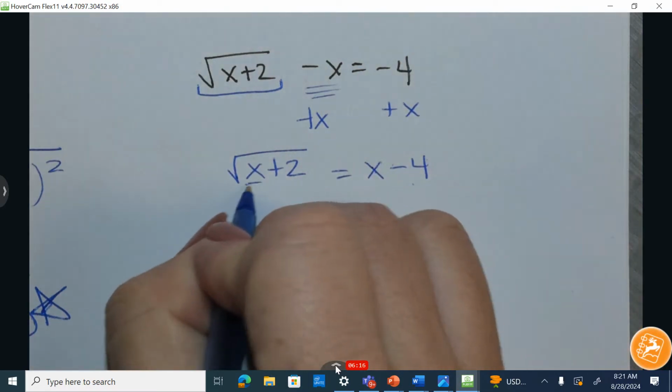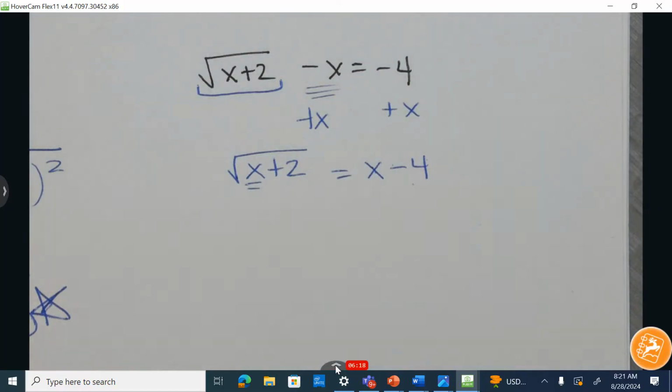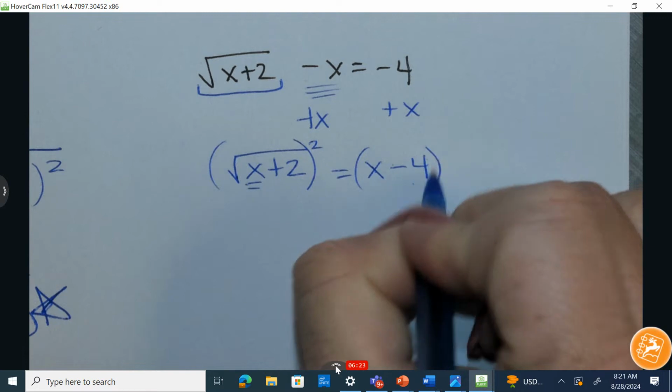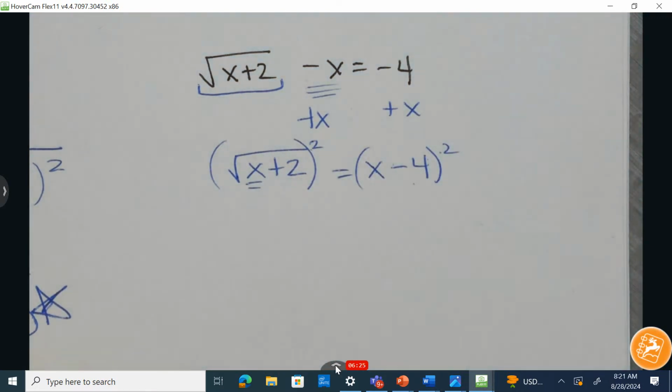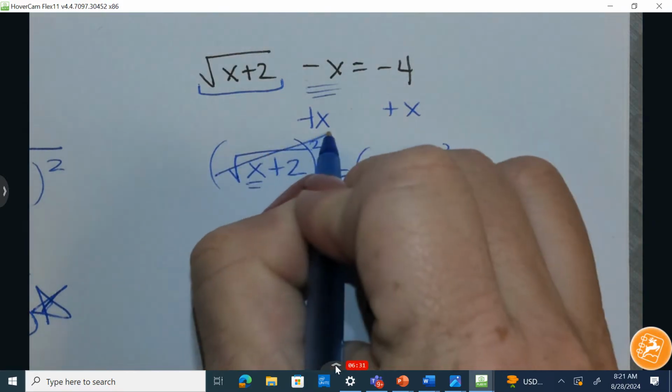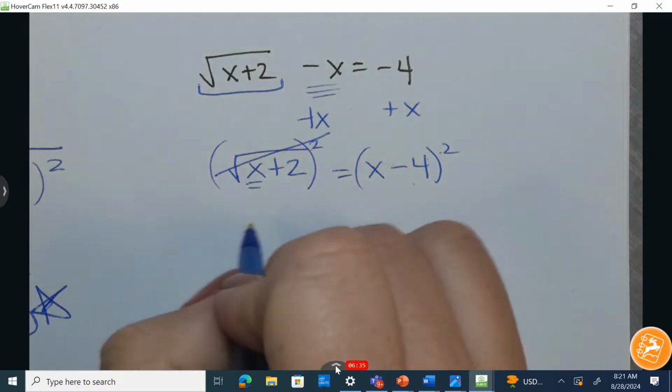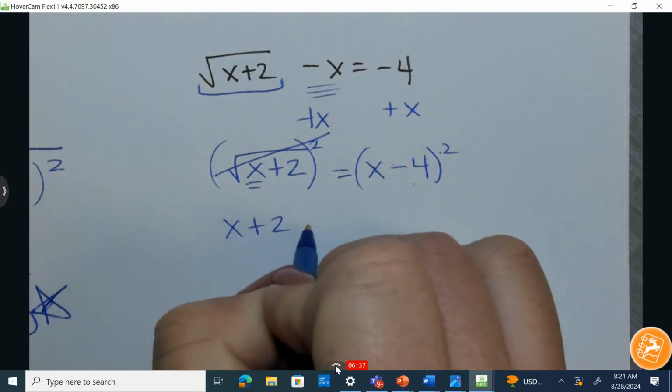Now, to isolate the x, I need to start by removing that square root. The opposite of a square root is squaring it. So I'm going to square both the left and the right-hand sides. And this is where it gets a little bit complicated. On the left-hand side, it's pretty easy. The square root and the square simplify to 1. I know many of you think of that as canceling out, and I get to bring down x plus 2.